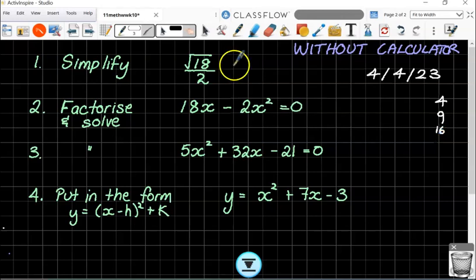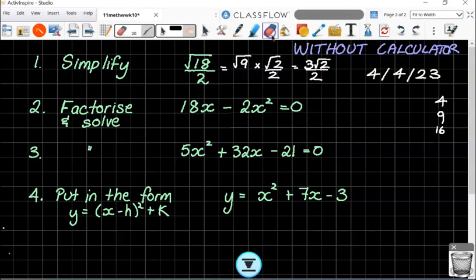That's right. So this now becomes root 9 times root 2 over 2. And what is the square root of 9? 3. So this is 3 root 2 all over 2, and that's as simple as it can get. You go no further. All right, in a moment you can go and check your calculator if you really want to.